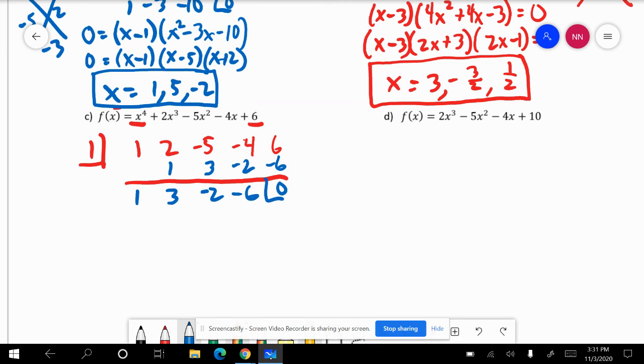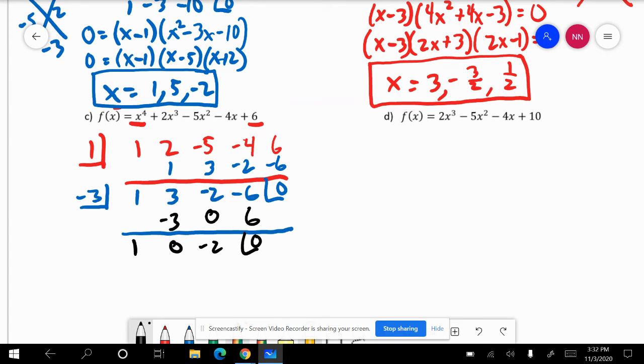Now, because this is a quartic, this now is a cubic, and I can't factor it with the normal factoring method. So I have to do it one more time. So I have to pick another number. I'm going to guess -3. So I bring down the 1, -3, 0, 0, -2, and -3 is 6. So it worked. So what I have is x minus 1, because it's the opposite, x plus 3, and x squared minus 2.